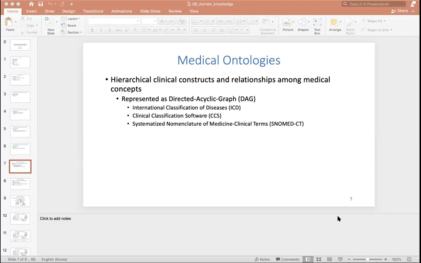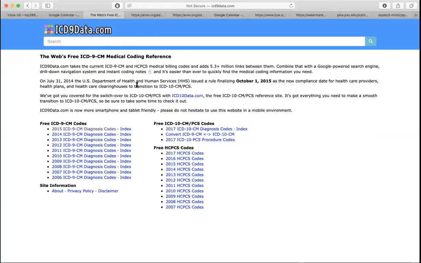Right here. So this is ICD-9 data. If you wonder what each ICD-9 five-digit code represents, you can easily come here and look it up. For example, the popular ones are like 401.9, which is unspecified essential hypertension.